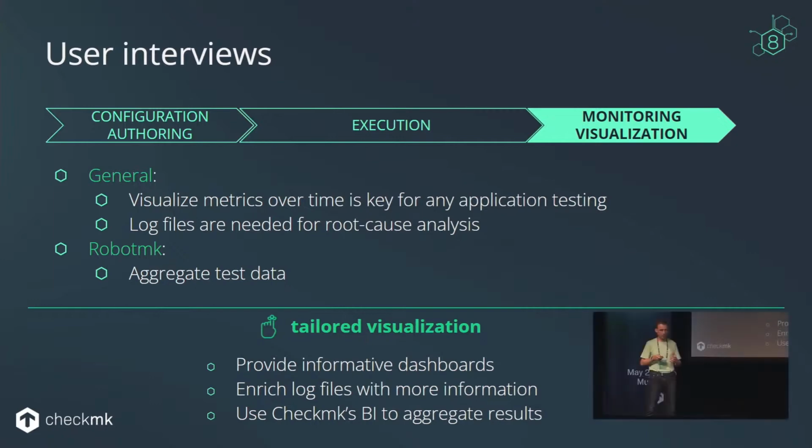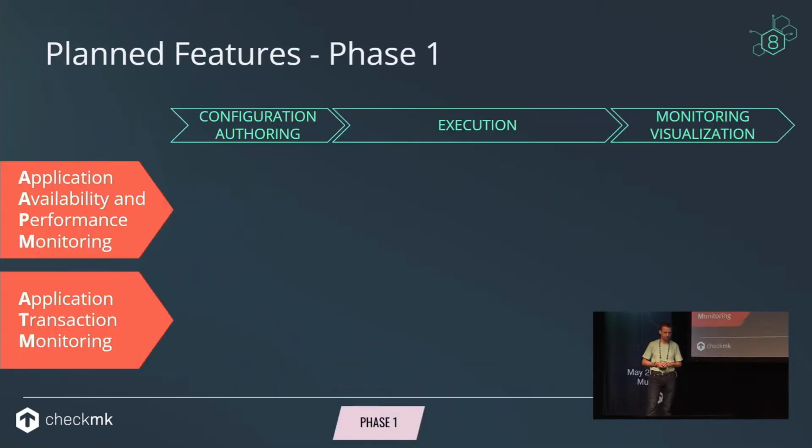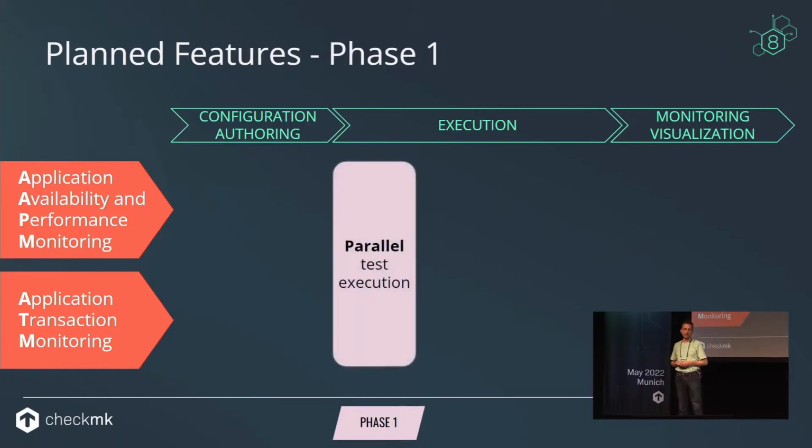Let me now be more concrete about what we are planning to improve in RobotMK in the next time. Our roadmap is divided into 2 phases. Phase 1 contains the steps which are easier to implement and which are a kind of base requirement for the further steps. The first feature we want to implement is parallel test execution.